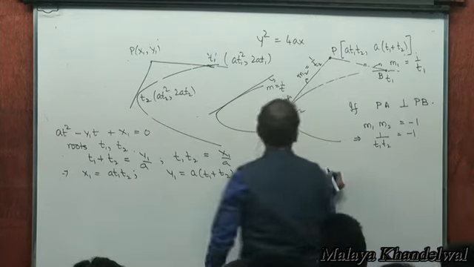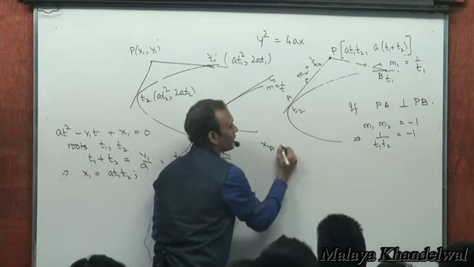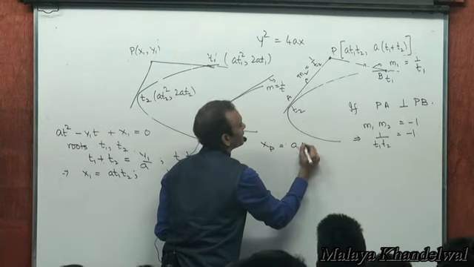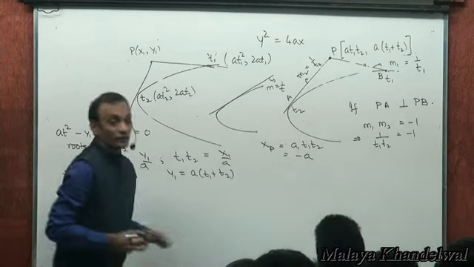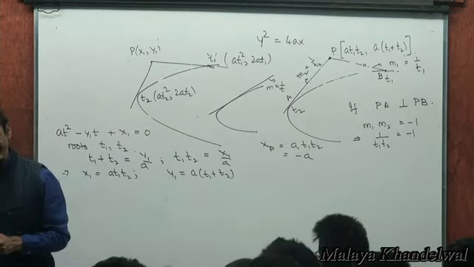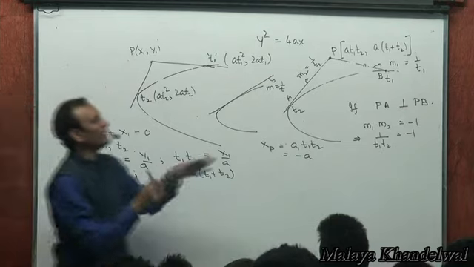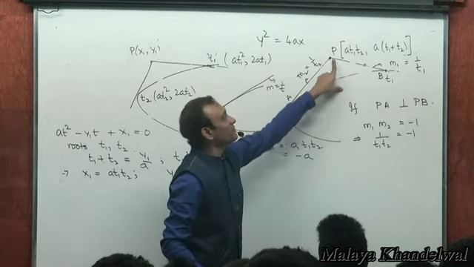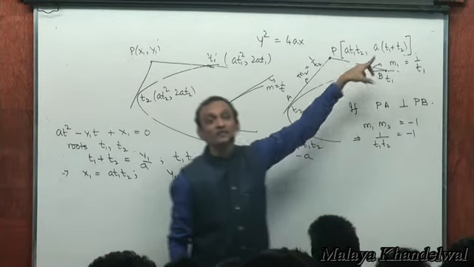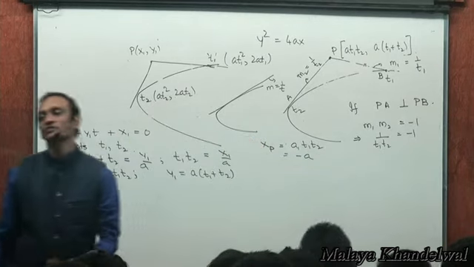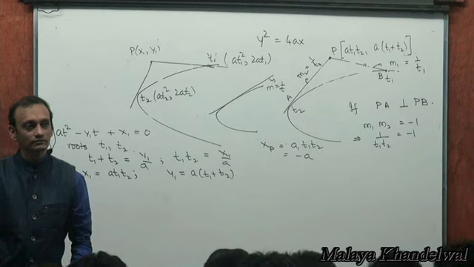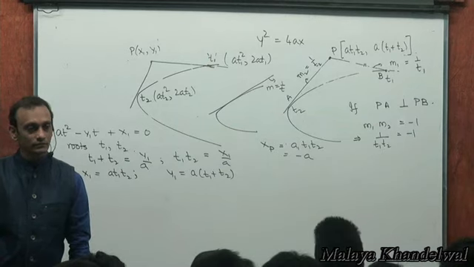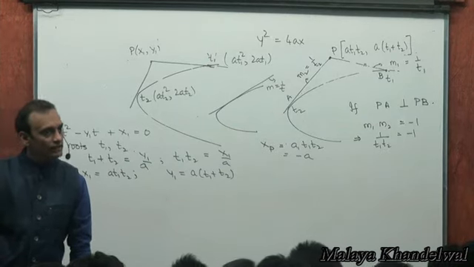Yes or no? That means the x coordinate of the point P, which is a t1 t2, would be minus a, which then is a point on the directrix. So if tangents are perpendicular to each other, then they must intersect at x equal to minus a, which is a point on the directrix of the parabola. Got me? Sounds fair?